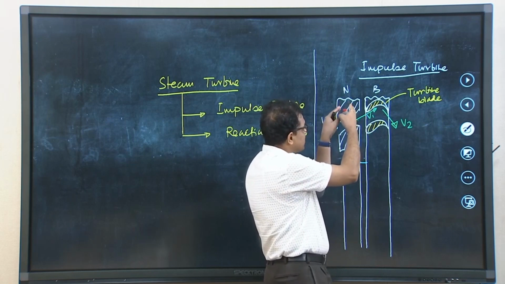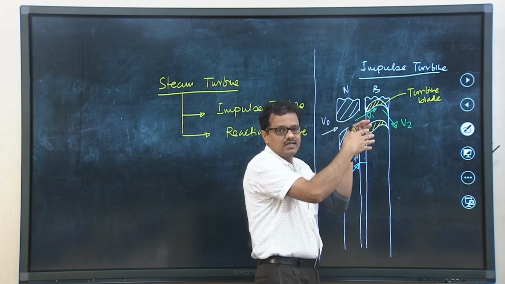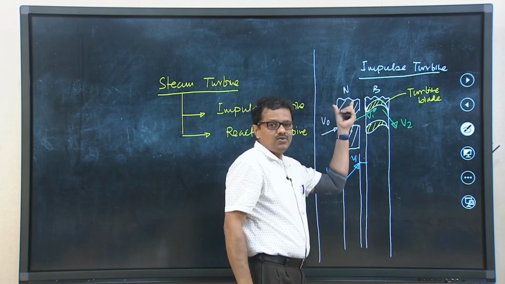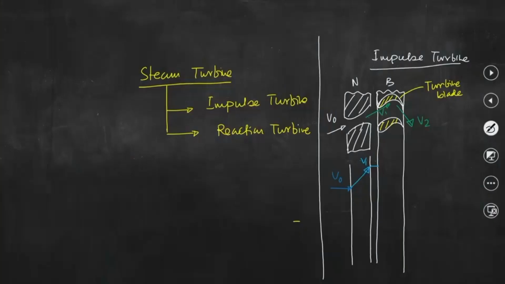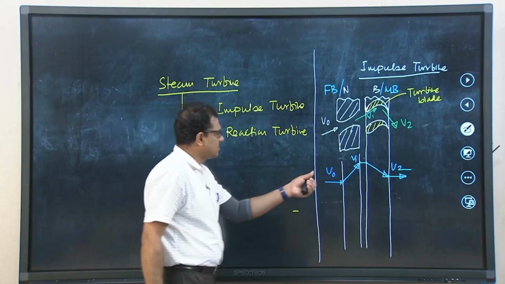So, the first row of nozzles are not rotating, and that is why in some books this is written fixed blades or FB. So, these are also known as fixed blades, or these are also known as moving blades. So, this particular row is rotating, and velocity would be less. So, this is V2.